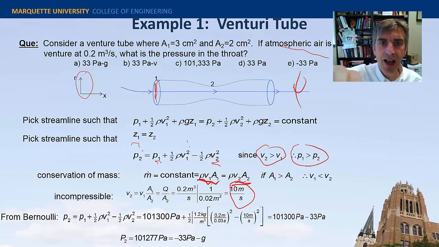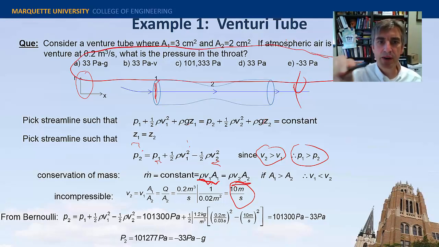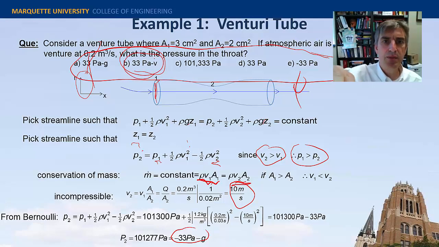And I look up here and I don't see minus 33 pascals gauge. So which one of them is it? Well, it's not that one. That's plus 33 pascals gauge. I recall that I can change this to a vacuum pressure by changing the sign. And so that would be my answer.